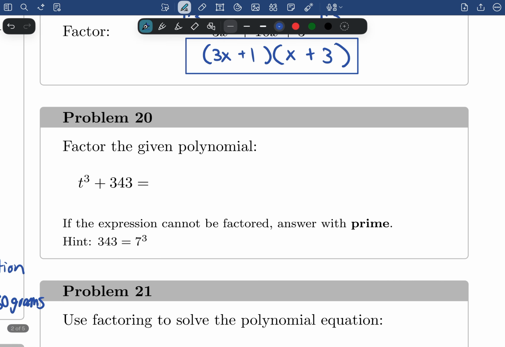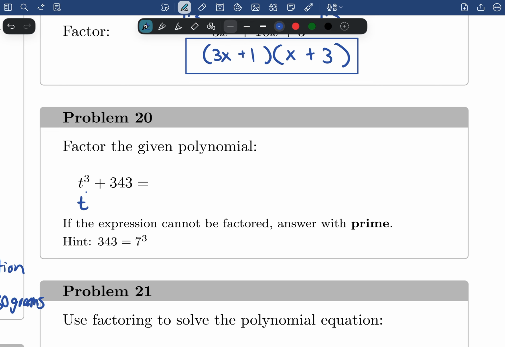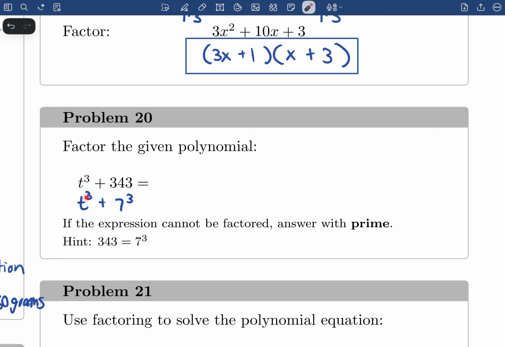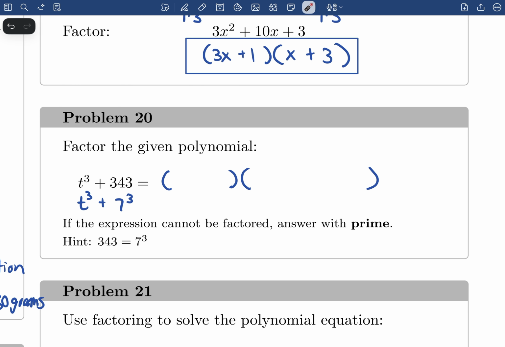Moving on to problem number 20. Factor the given polynomial t cubed plus 343. Now, 343 is a perfect cube, but in case you don't remember that, well, here's a hint. 343 equals 7 cubed, right? So this is t cubed plus 7 cubed. And when I see that, I think of the sum of cubes pattern. Now, this is on your formula sheet for testing purposes, so you have access to that formula sheet. And so you would set it up as a binomial multiplied by a trinomial. Okay, so here I created space for a binomial, here I created space for a trinomial.